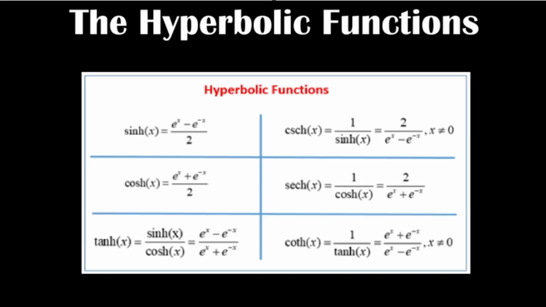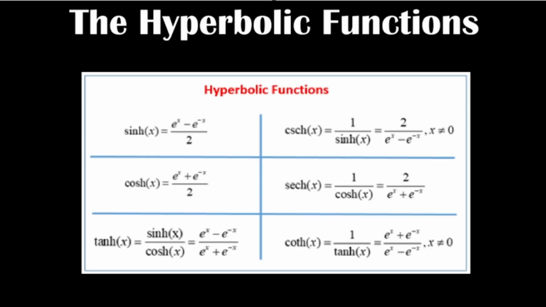And that little h, it's sine h, cos h. They can be referred to as sinh, cosh, tanh, cosh. I would say hyperbolic cosecant, sech, I would say hyperbolic secant and hyperbolic cotangent. You can say either way.